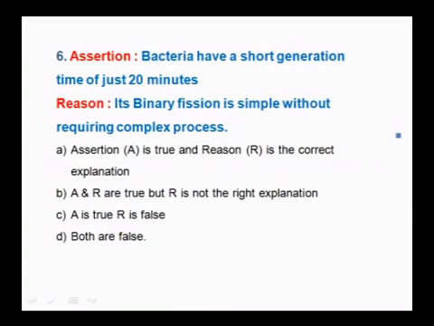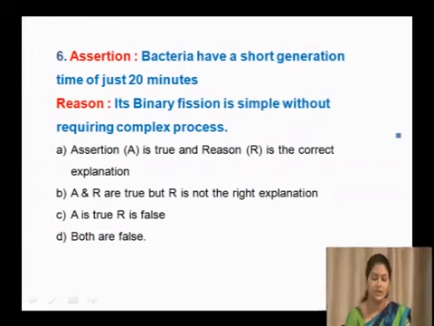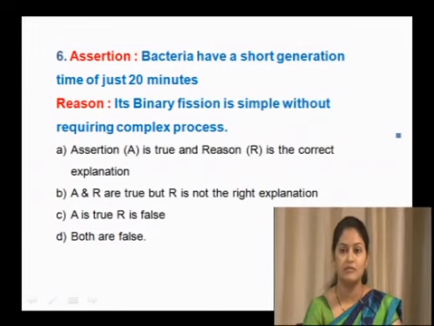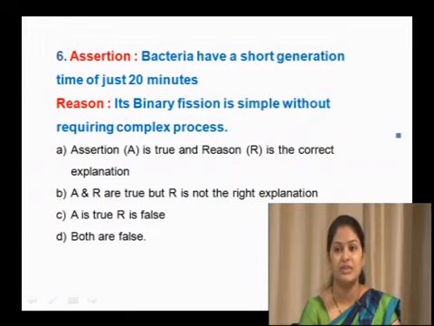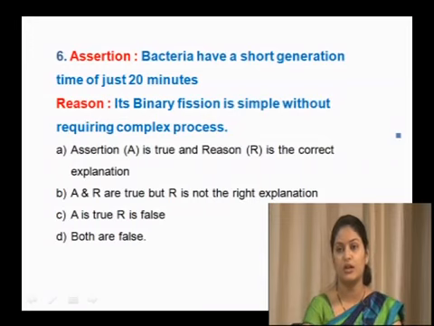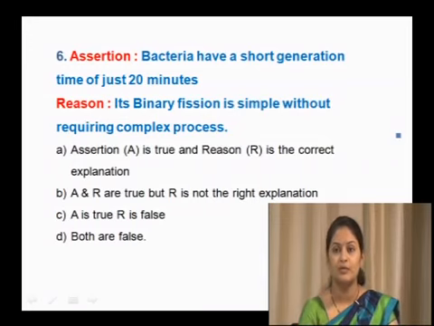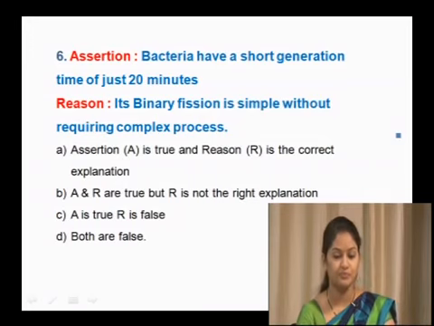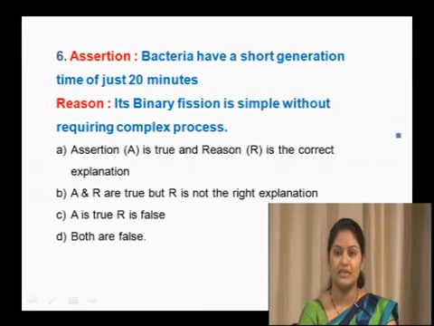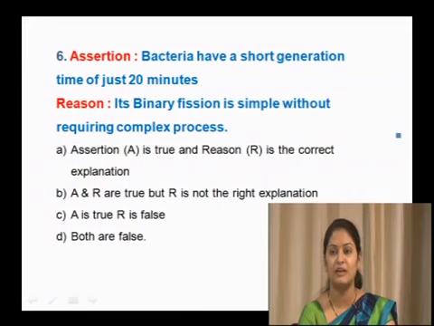Question 6. Assertion: Bacteria have a short generation time of about 20 minutes. Reason: Its binary fission is simple, without requiring a complex process. So both are true. The assertion is that, as you know, bacteria are simple prokaryotic cells which can divide every 20 minutes, and the kind of cell division followed by them is binary fission. And the reason for the assertion is very rightly said there.